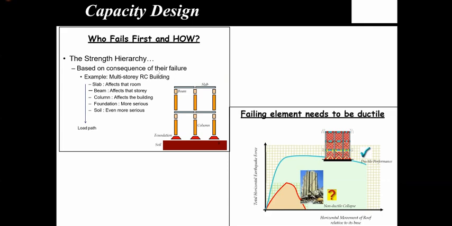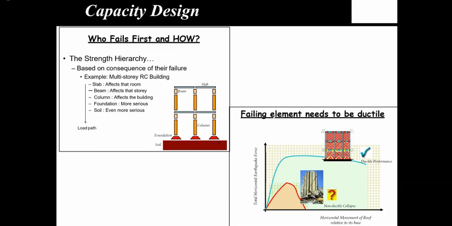Based on the consequence of their failure, let's say you take a multi-story RC frame building. If a slab fails, only a particular room is going to get affected. If a beam fails, a particular story is going to get affected. If a column fails, it's going to affect the entire building. If the foundation fails, it's even more serious. And if the soil fails, your structure is standing there, but it's no use, and it might collapse, right? So you need to work on your strength hierarchy and also your load path.